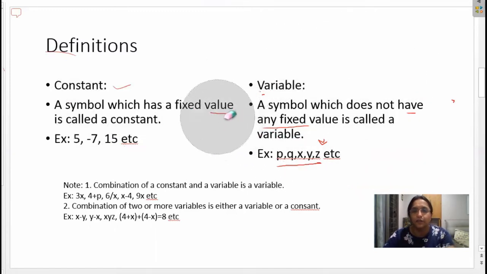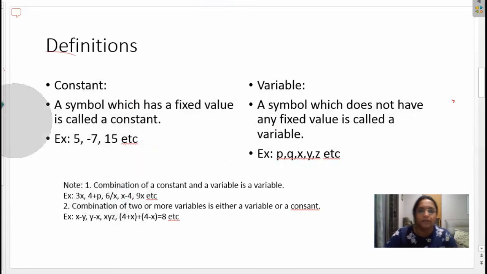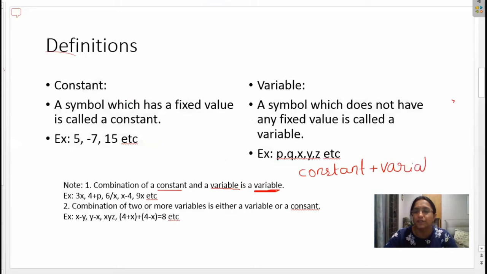Next, note. In the notes, note the first one. These notes will be very important. First, the combination of a constant and a variable is a variable. Constant plus variable, you cannot add a constant and a variable, I am just writing it here for reference. What they are telling is that it is a variable.